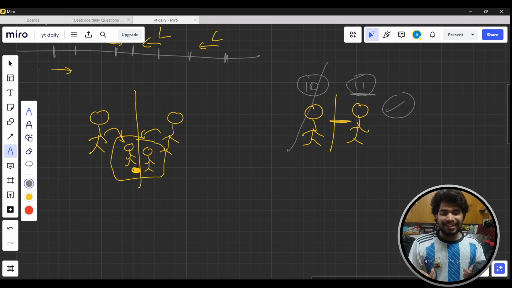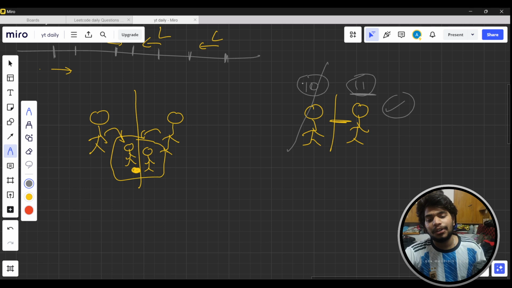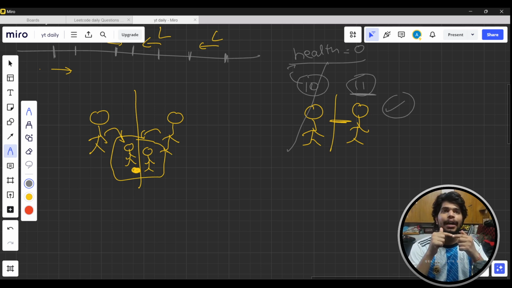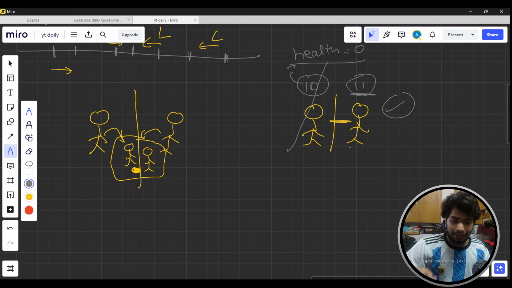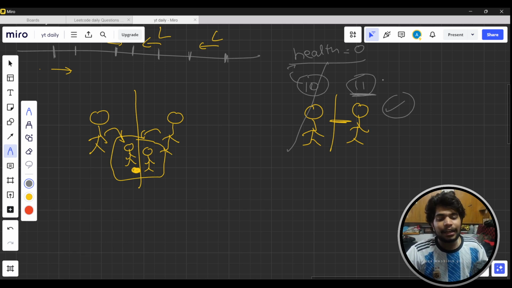Let's say it's just like two men fighting. One who's stronger will win, and the other will be killed. So we can say it will be killed, which means I can mark its health to zero. Does it make sense? So whenever two robots are colliding, I can mark the killed robot's health to zero, and the other robot's health will be decreased by one. Does it make sense? Okay.